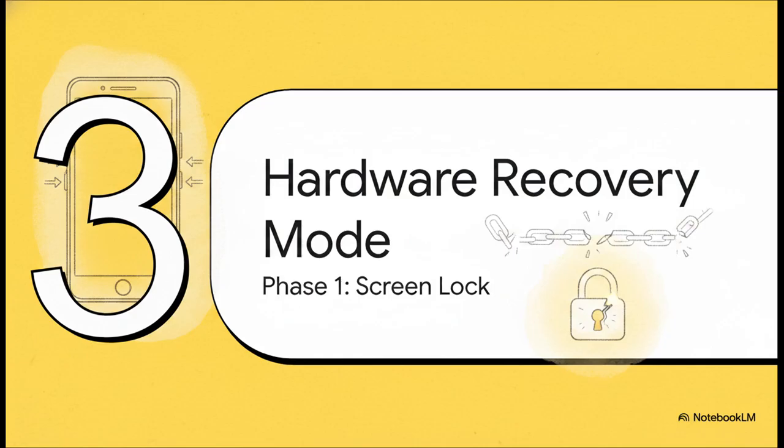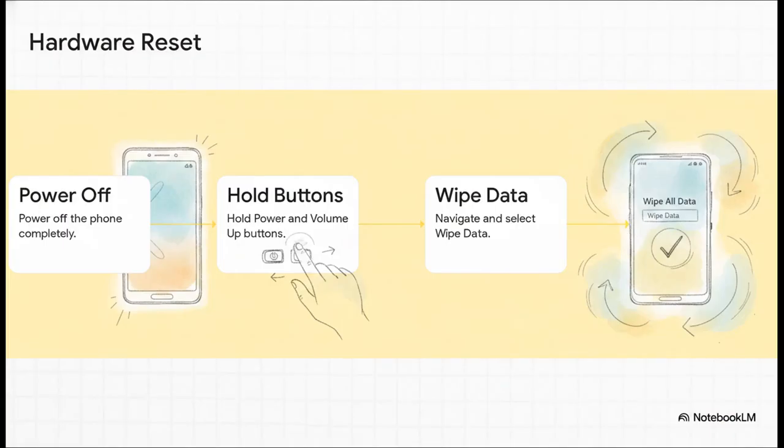This is phase 1, breaking the screen lock. Let's walk through these physical button inputs clearly and procedurally, and we'll use a Xiaomi device as our specific example from the source data. First, you've got to power the phone off completely. Once it's off, press and hold the power button and the volume up buttons simultaneously. Keep holding them down until the phone actually turns on and the recovery menu pops up.